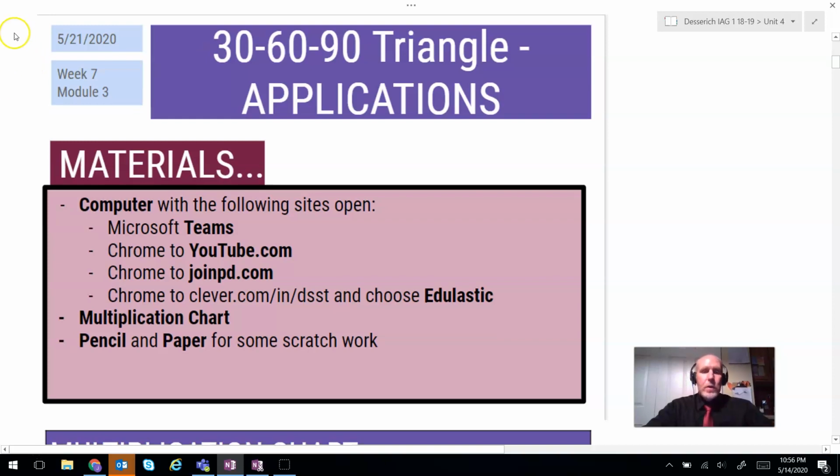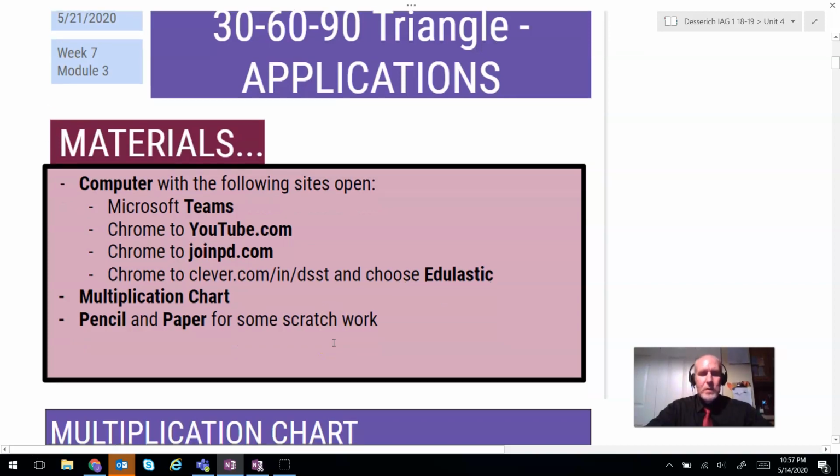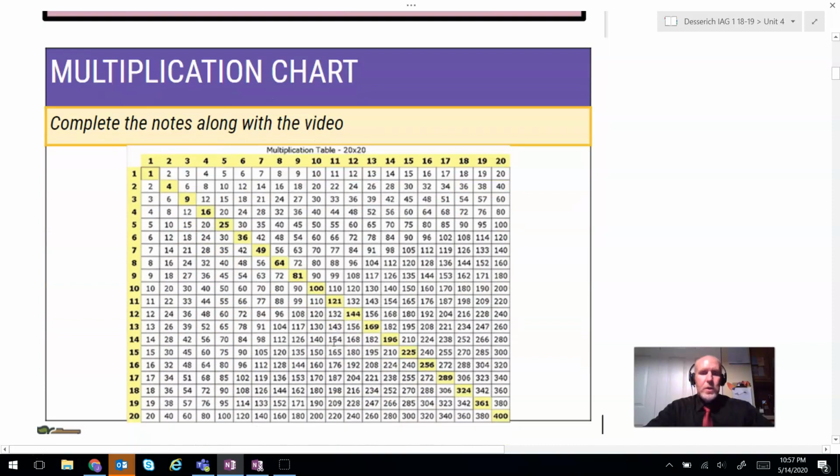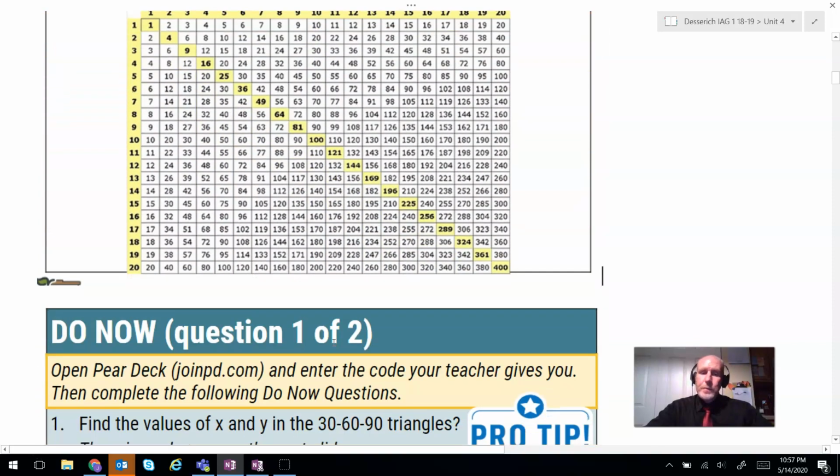All right, so as usual, have Teams open, YouTube, join pd.com. Be ready to go to Edge Elastic and take that mastery check. Remember that mastery check is for a grade. A lot of you guys are missing out on an easy chance at an A by not taking that mastery check. So take your mastery check at the end of class, please. Multiplication chart and a pencil and paper for some scratch work. So hopefully you have all that.